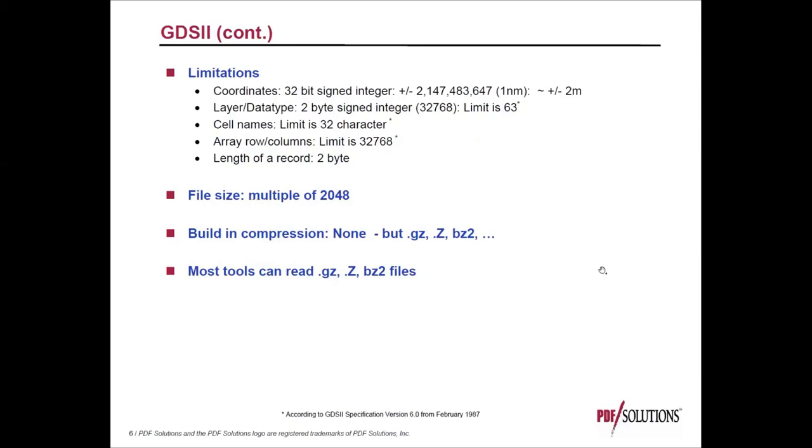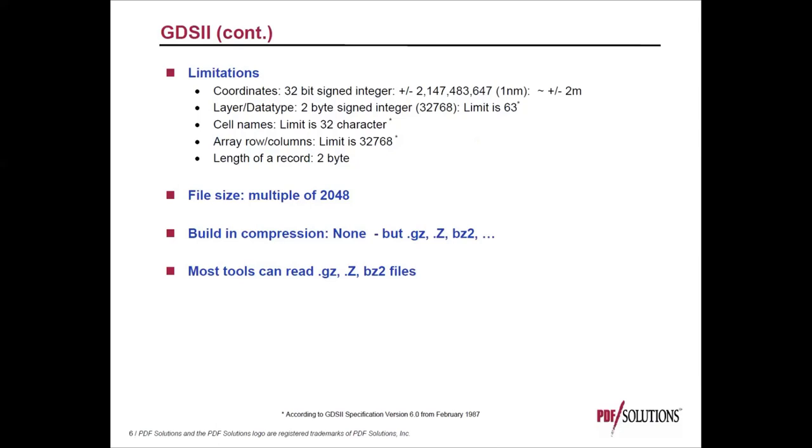Limitations: as I mentioned, coordinates are a 4-byte signed integer, meaning 32 bits, which at 1 nanometer resolution is plus or minus 2 meters. The layer data types are theoretically 2-byte signed integers, so 32,768, but artificially limited to 63. Again, this format is from the 70s, so maybe there was a reason for this. And some tools just can't read all of these 32,000 layers. Same artificial limitation with cell names: they're limited to 32 characters.